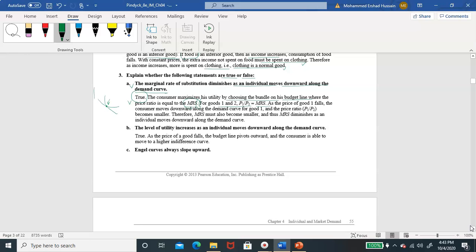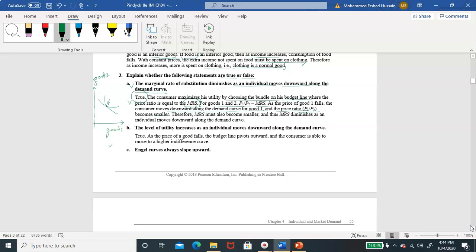So if we have a graph like that, for example, we are measuring units of good one that they consume on this axis, units of good two that they consume on what? On that axis, right? As the price of good one falls, the consumer moves downward along the demand curve for good one, and the price ratio P1 over P2 becomes smaller. See, is that okay? So this is the consumer's equilibrium.